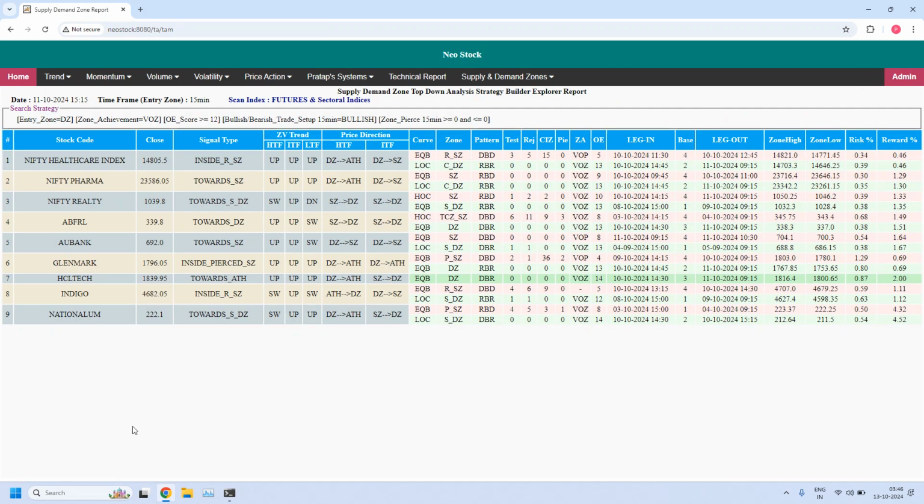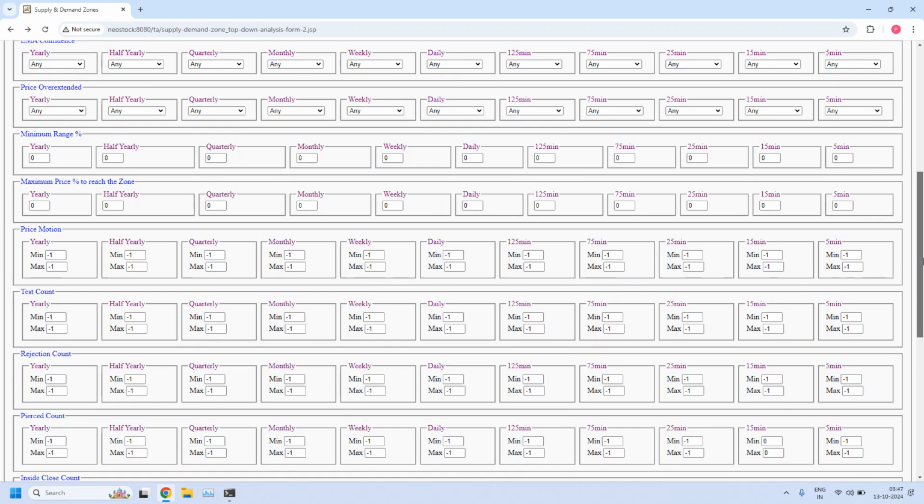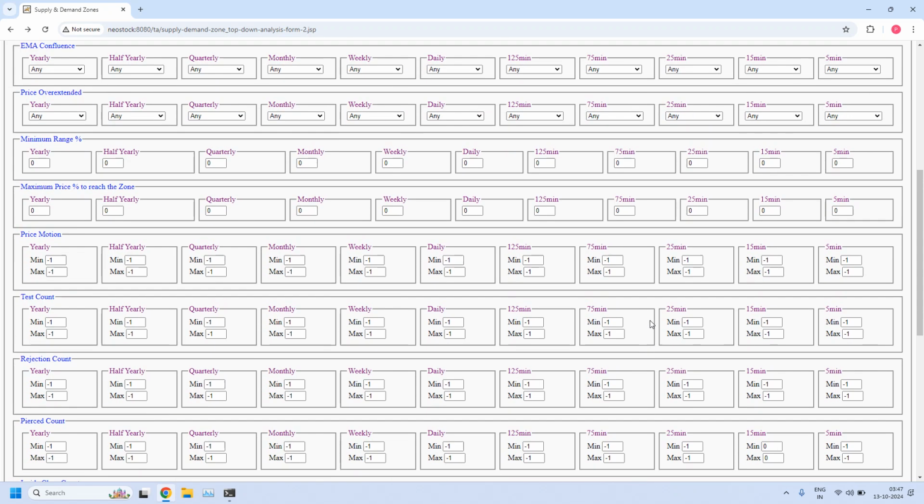Let's verify. We got 9 stocks. All these 9 stocks are supporting bullish trade setup for daily income trade, that is entry time frame 15 minutes. Now let's verify the high probability setups from this list. So for that, first filter could be ITF confluence. ITF demand zone, that is a 15 minutes demand zone confluence with 75 minutes demand zone. So I am enabling the filter 15 minutes demand zone with 75 minutes demand zone confluence.